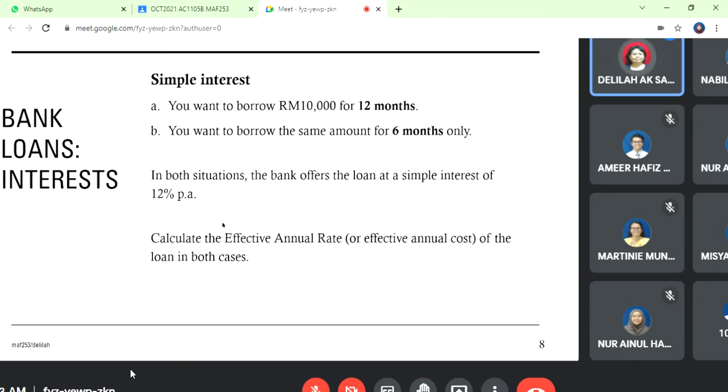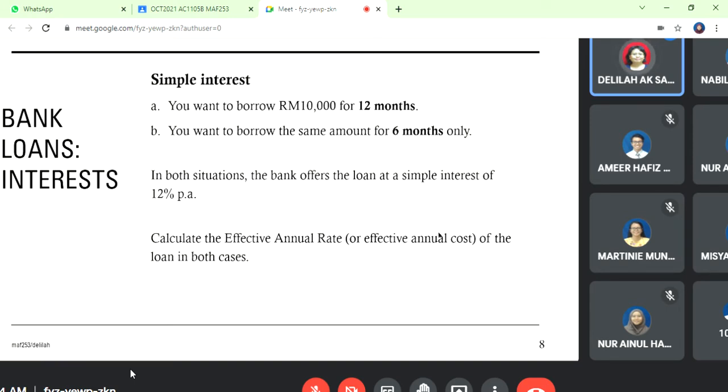What you want to calculate is the effective annual rate, or sometimes it is called the effective annual cost. Whichever the term, EAR or EAC, they refer to the same thing. So in some calculations later, you will notice that the interest is 12% per annum, but the effective annual rate can be different, can be higher, maybe because of certain things in the loan.